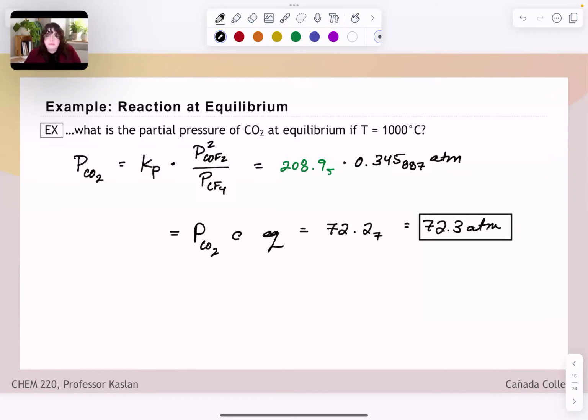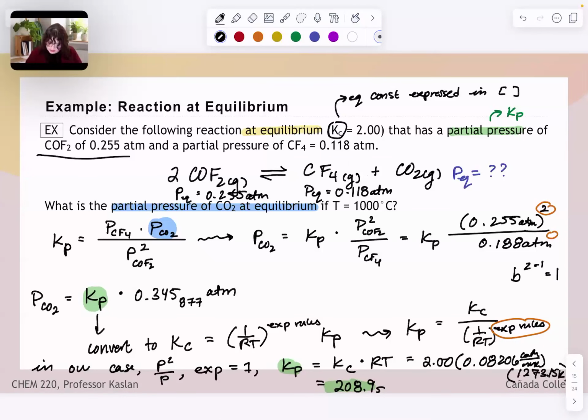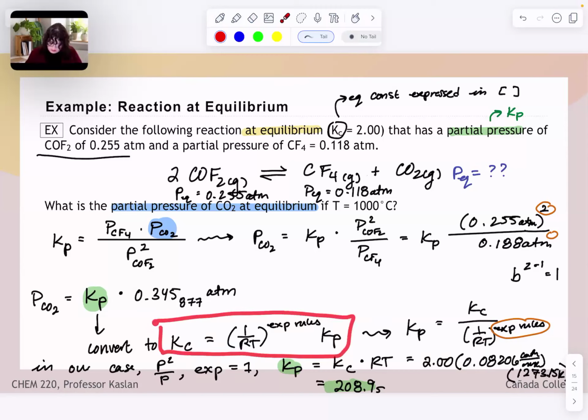Okay. Now this seems kind of high to me. We should probably go back and check that we've got our conversion and exponent rules down so that we did this conversion correctly, right? Because we were given Kc and we needed Kp in order to solve for a partial pressure. So check this work on your own.